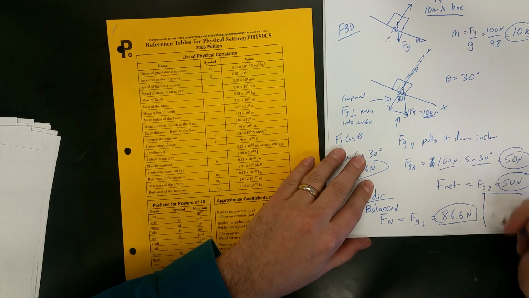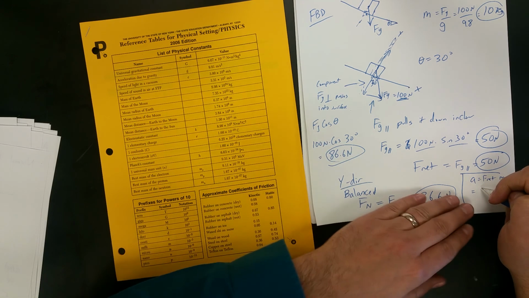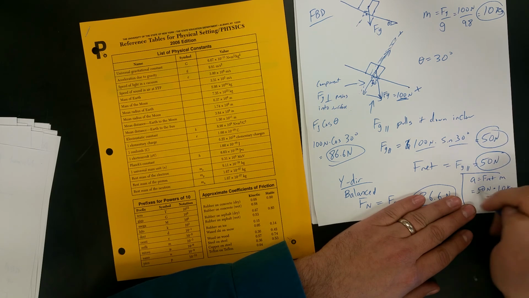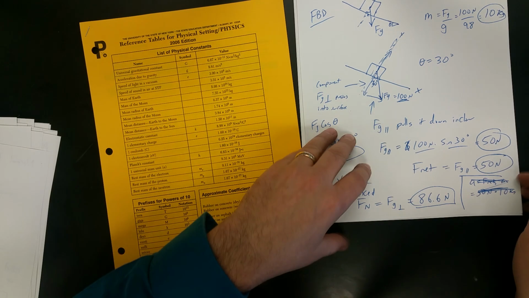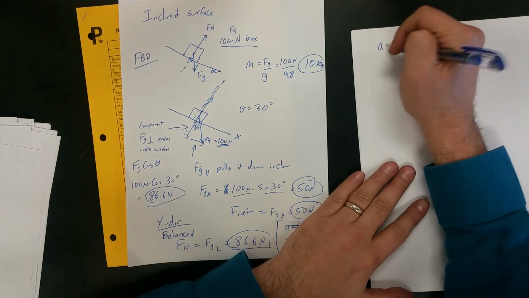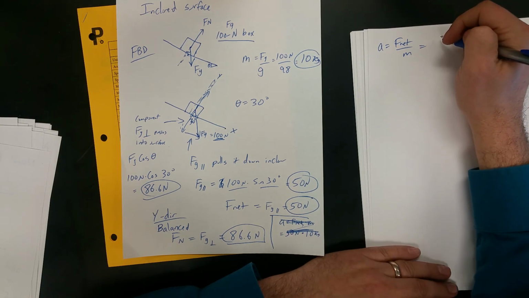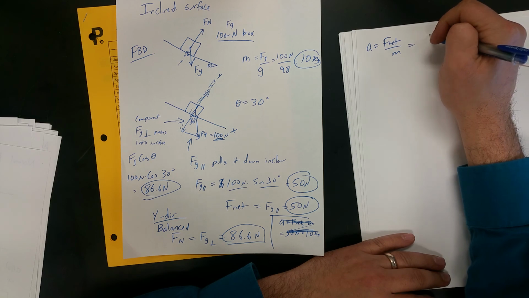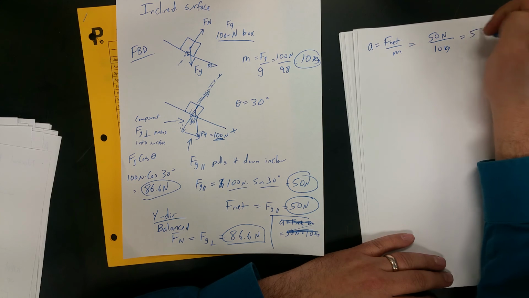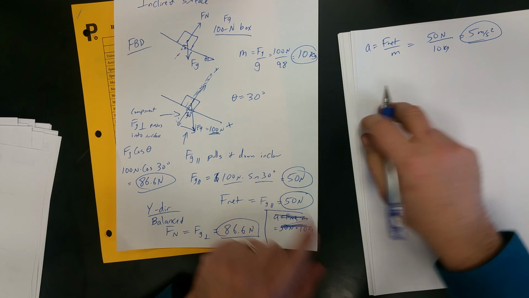And then you could say, hey, what's my acceleration? Well, my net force times my mass... wait, sorry, made a mistake there. A equals F net over m. That wouldn't have made sense. Can't have an acceleration over 9.8 meters per second squared. Okay, so my net force is 50 newtons. My mass is 10 kilograms. Divide that, we get 5 meters per second squared. So my acceleration down the slope would be 5 meters per second squared.